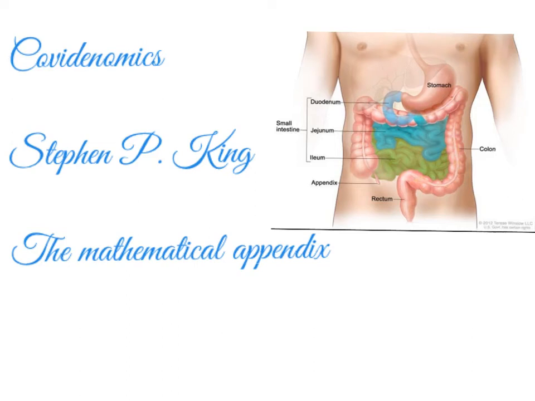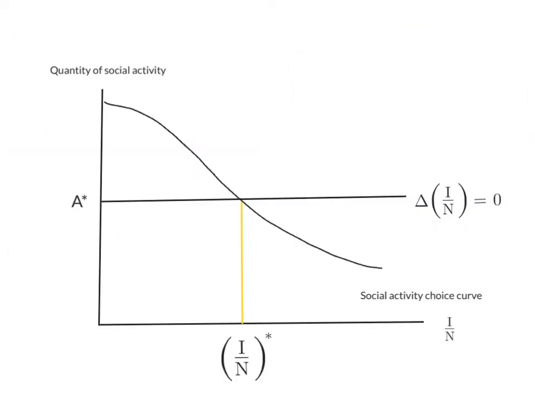Welcome back to the fourth video in the sixth lecture on Covidenomics, and in this video we're going to be looking at the mathematical appendix, not that sort of appendix, for the model that we presented in the previous videos. In the second video of this sixth lecture, when we were first developing this economic epidemiological model, we explained where this horizontal line came from.